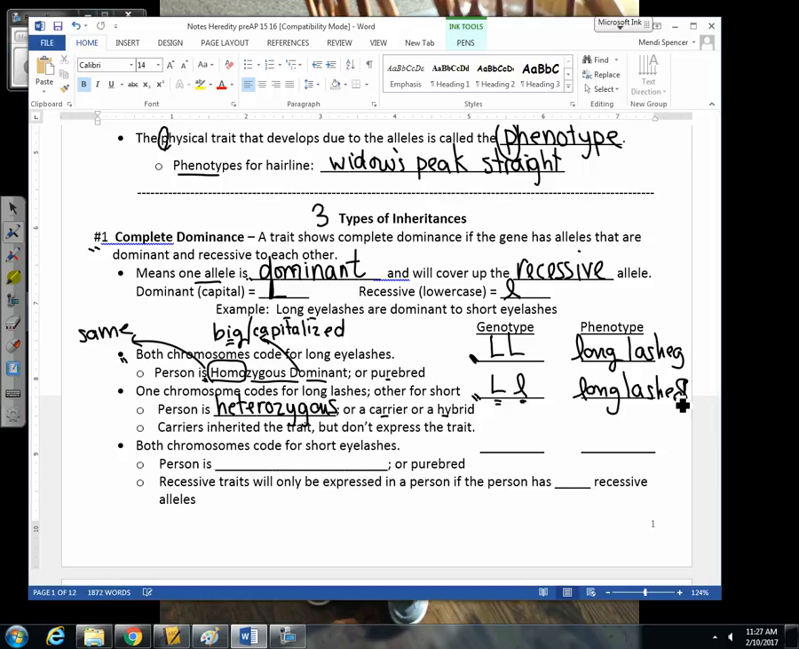And then finally, if a person has two of the recessive alleles, so it would be little l, this is the only way to have short lashes. You have to get two recessive alleles to show the recessive phenotype. In this case, the recessive phenotype is short, because long covers up short. And the fancy scientific way to say this is those two letters are the same, so we're going to say homozygous. We're going to say recessive. So that means give them the same letters and then make them lowercase.